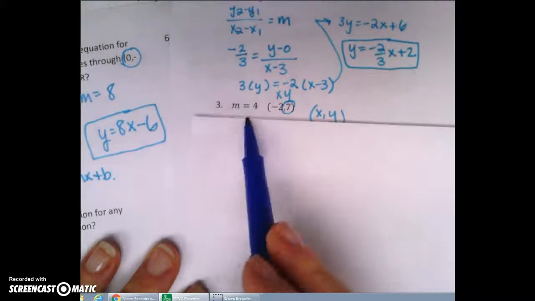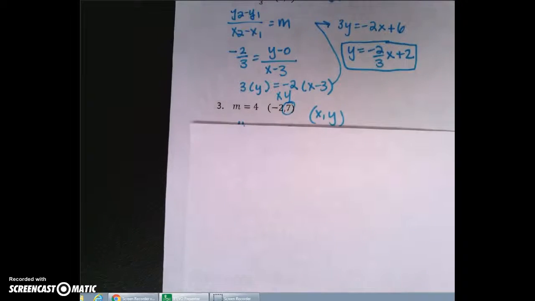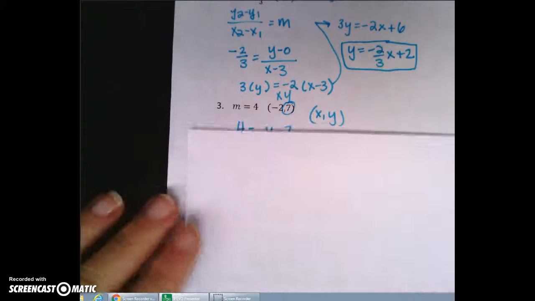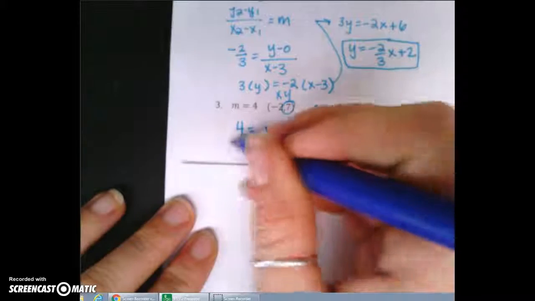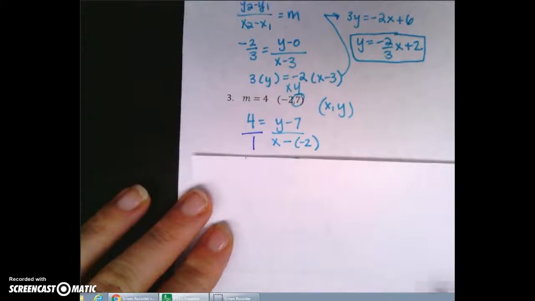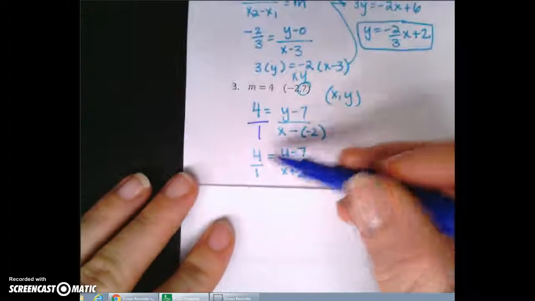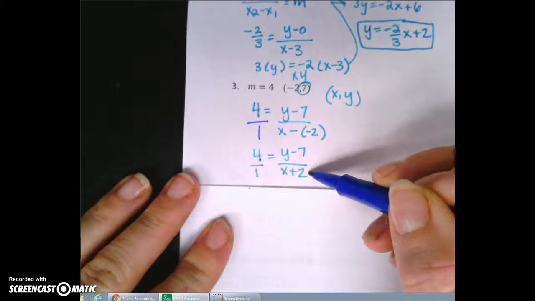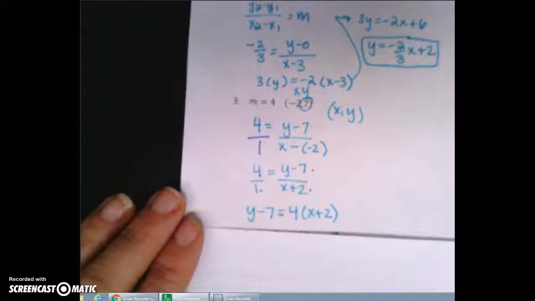Look at 3. They give you a slope of 4, and they give you a coordinate, -2, 7. Taking a look at that, I'm going to set up a proportion this time, just like I did on number 1. And I'm going to solve my proportion. How do I solve a proportion? That's right, cross products or cross multiply. So when I do that, I'm going to multiply 4 times the quantity x plus 2 and 1 times the quantity y minus 7.